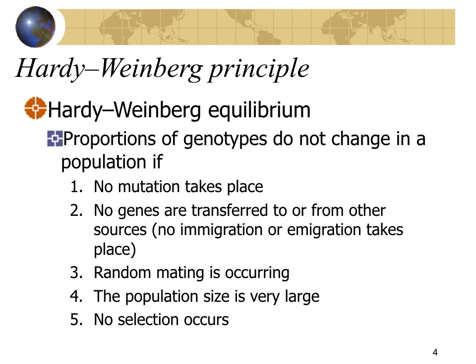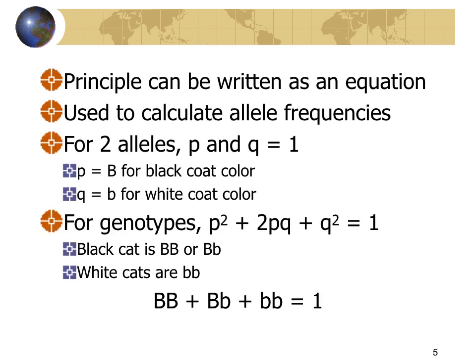a population if there is no mutation, no migration, as long as the population is mating randomly and large and no selection occurs. And so if none of those things are working, this relationship should be true. And it's called an equilibrium, so it can be written as an equation. And this can be used to calculate allele frequencies.